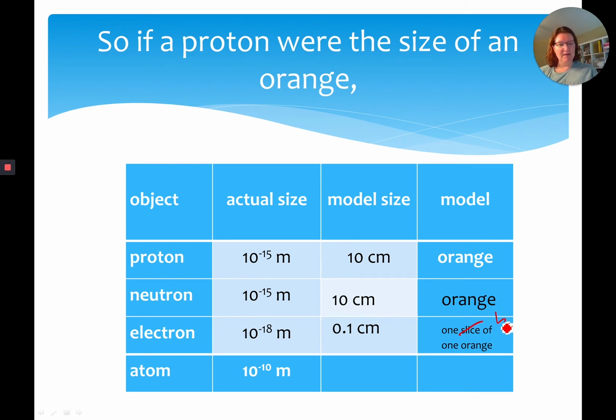So it actually would end up being 1 bite of one orange. Let's go ahead and fix that. That's 1 bite of one orange. So overall, the atom would be the size of an orange if you had one proton in it like you do with hydrogen. Now, if you had an atom that had lots of protons, lots of neutrons, you start putting all of those oranges together. It might look like a bag of oranges, okay?